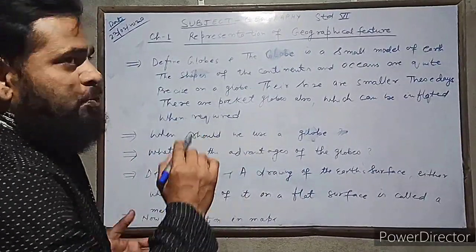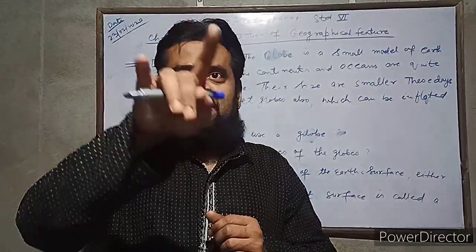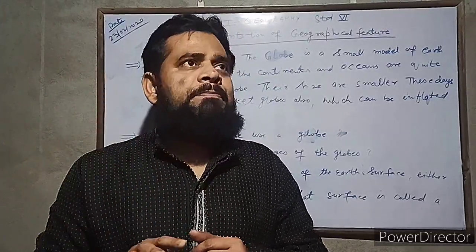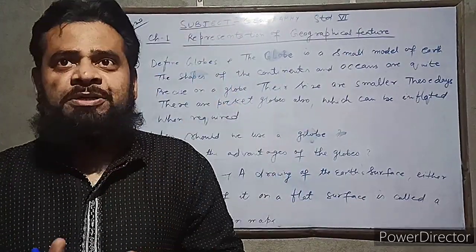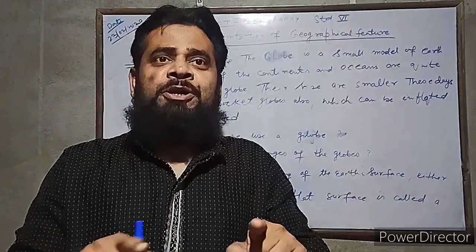When should we use a globe? A globe is a three-dimensional sphere, while a map is two-dimensional. A globe can be used to get a broad level picture of the world.